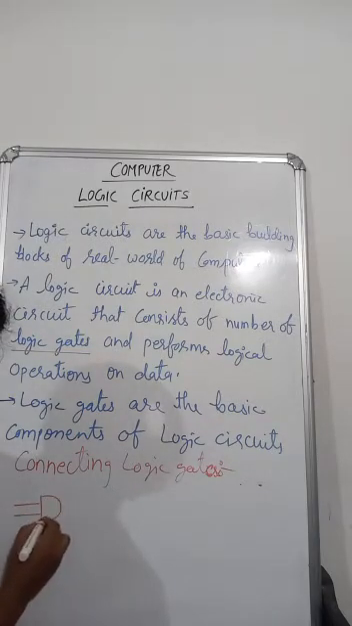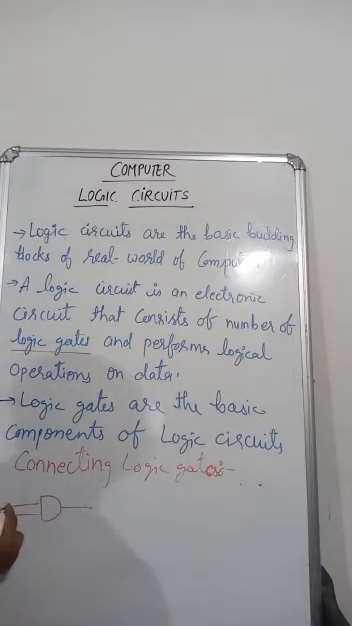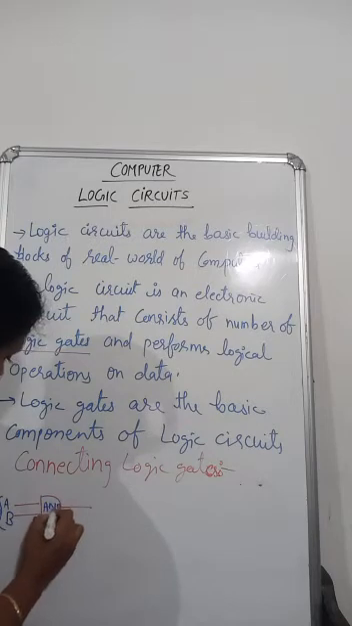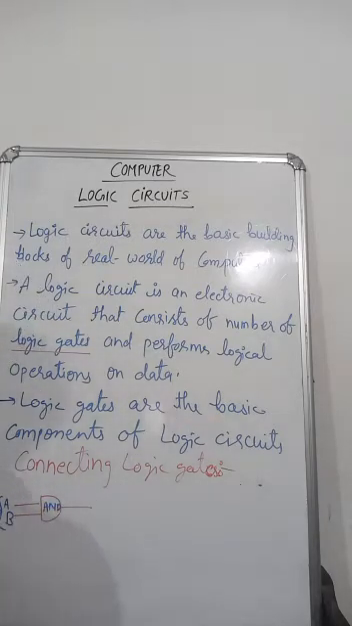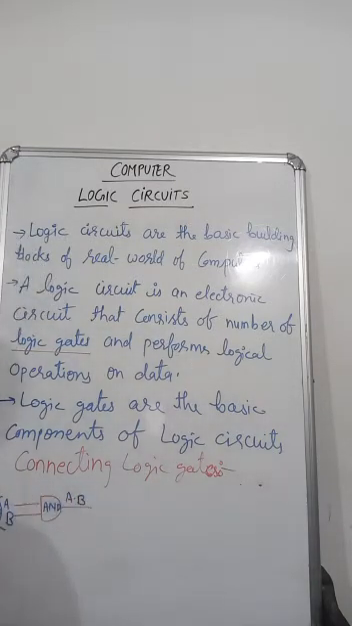First, see the diagram here. Suppose we have two inputs. These are inputs and this is an AND gate. We receive here output A dot B. This is the output of this AND gate.